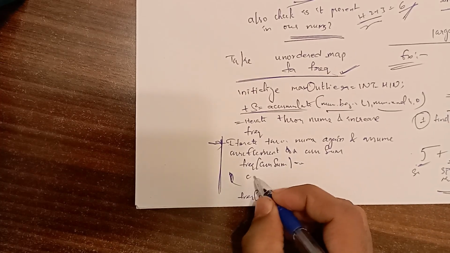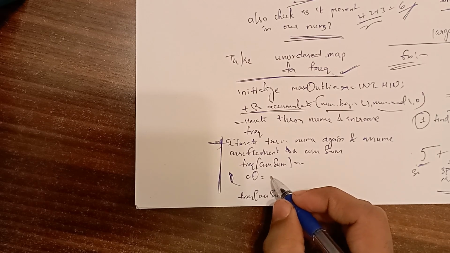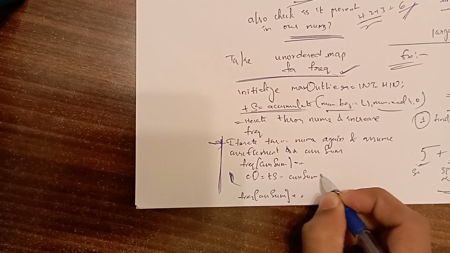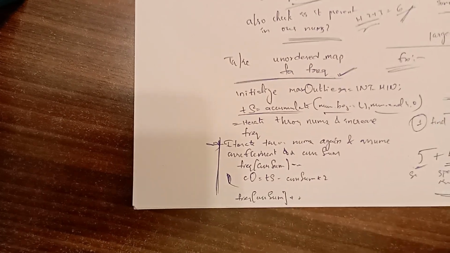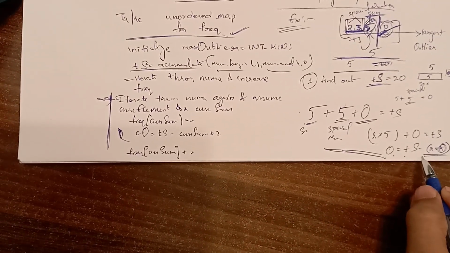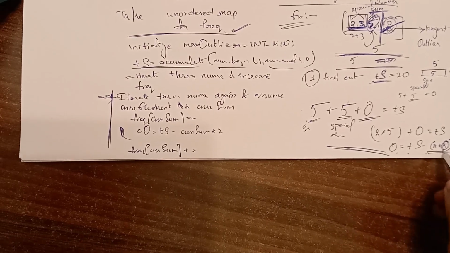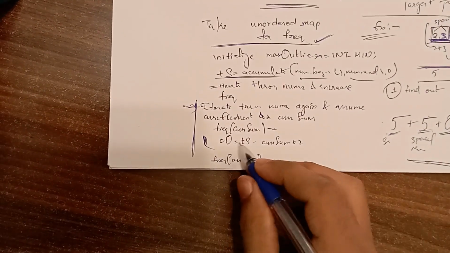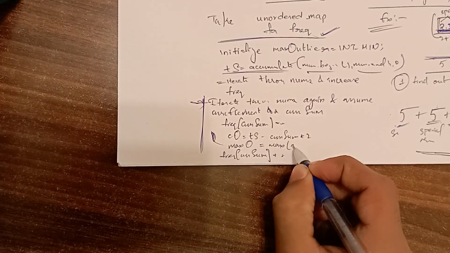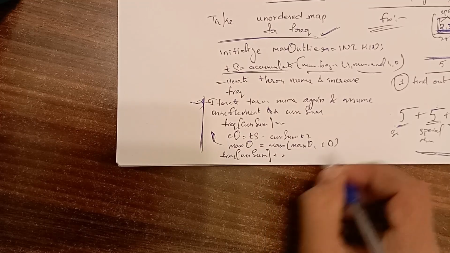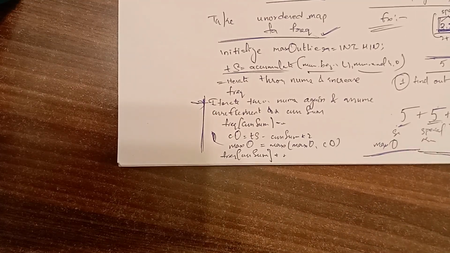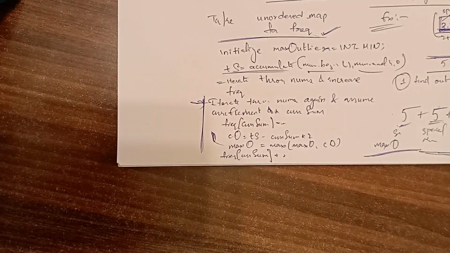So the current outlier will be total sum minus current sum into 2. That is what we did here. In this, outlier is equal to total sum minus 2 into 5, where 5 is our current sum. And then maximum outlier is equal to the maximum of maximum outlier and current outlier. Then after that we will be returning our maximum outlier. So you will be getting the code. Thank you.